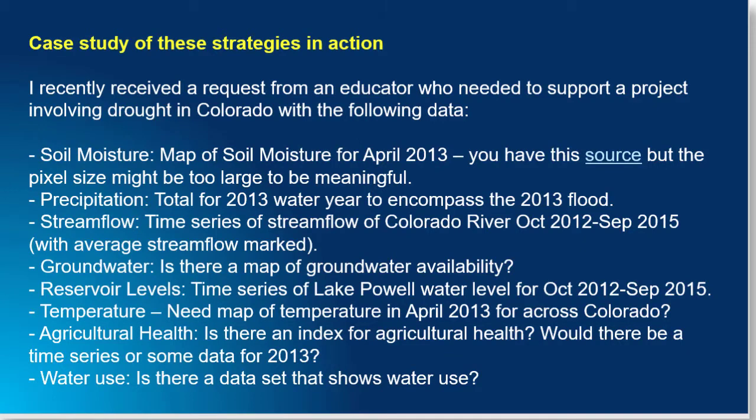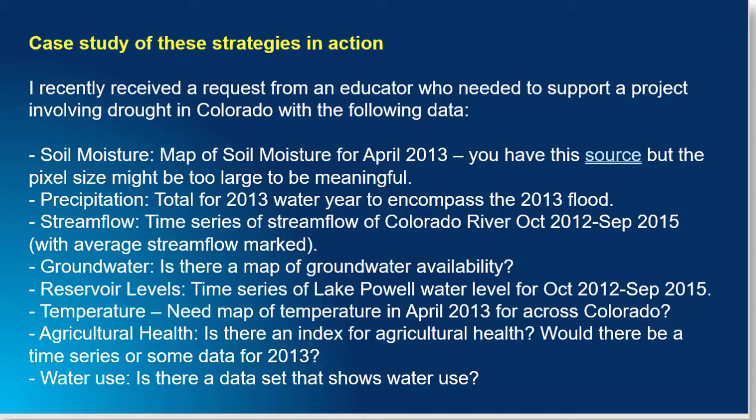Let's pick apart how this actually works in practice. Not in huge amount of detail. I've got some words on these slides, and I encourage you to skim these. But let's use a real world example. I recently received a request from an educator who needed to support a project involving drought in Colorado with these data sets that you see here: moisture, stream flow, precipitation, temperature, agricultural health. What kind of data is available?